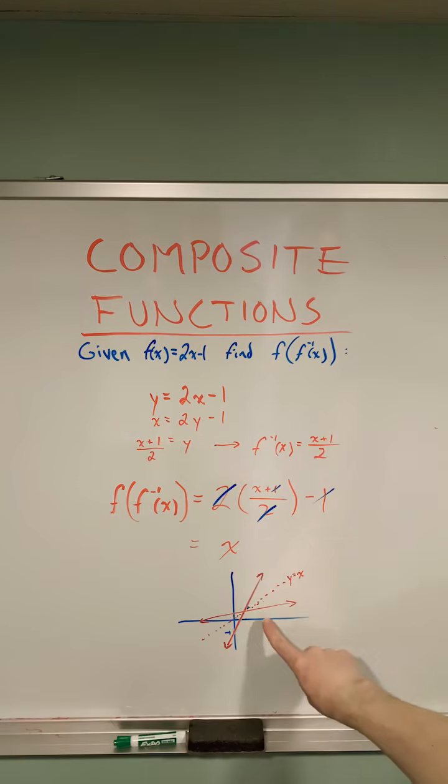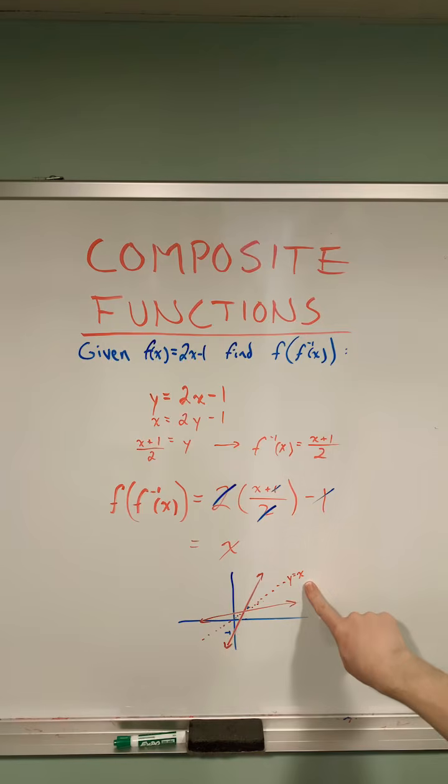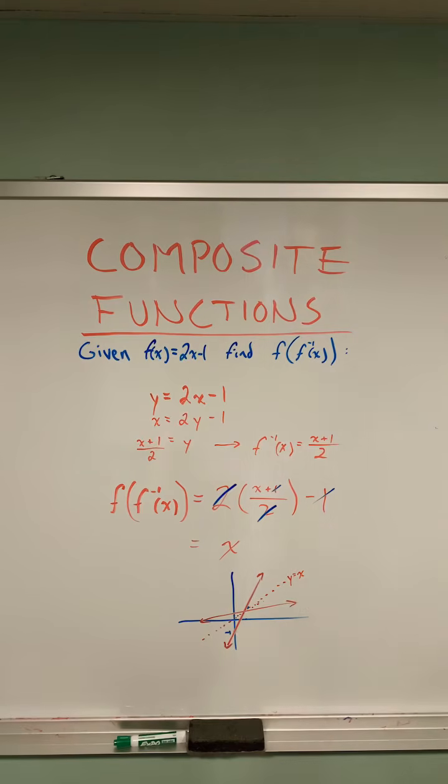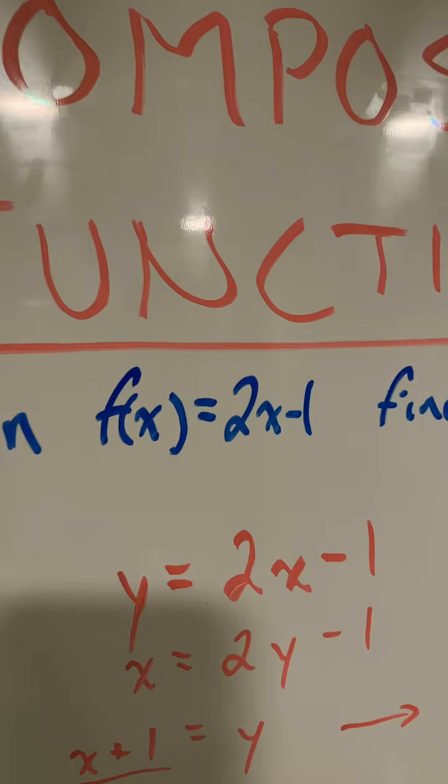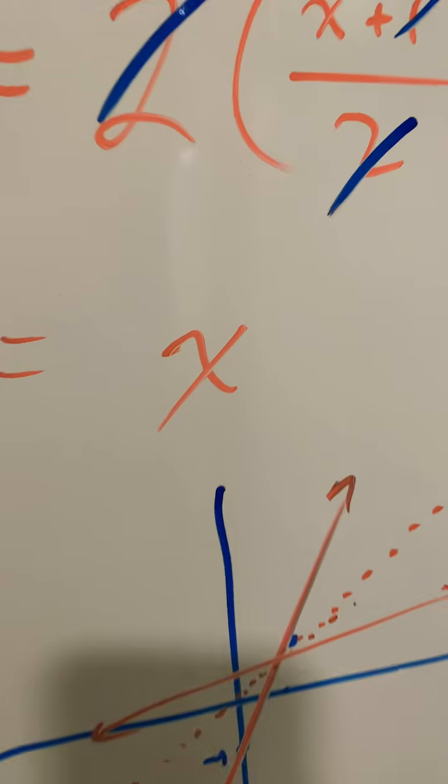For any given function, if I reflect that function over the line y equals x, I will find its inverse. Take an inverse, sub it into the original, you get x.